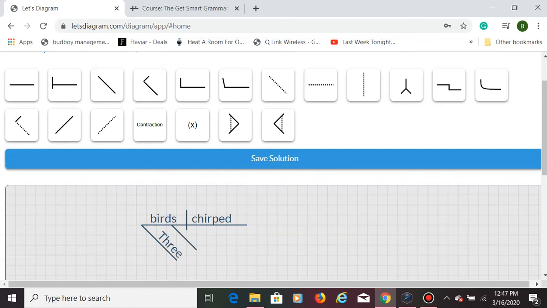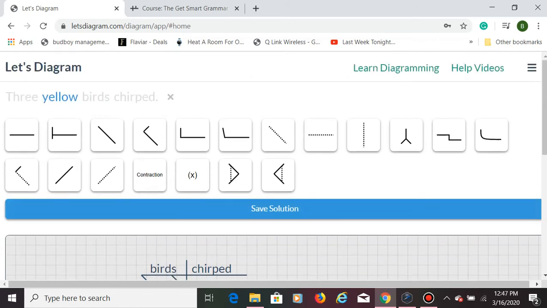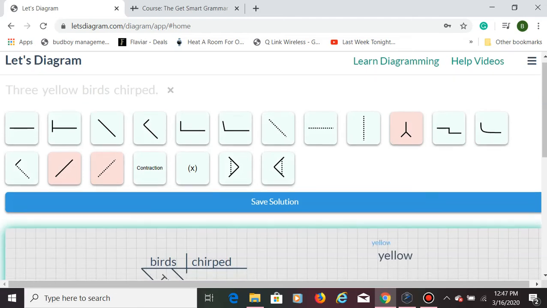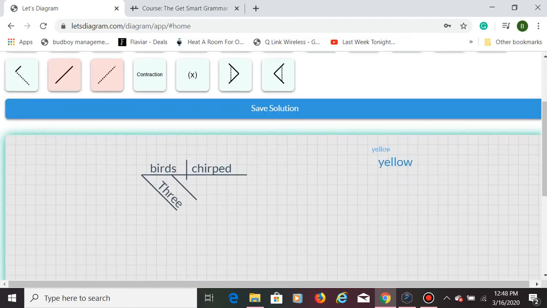Three answers the question, how many? And yellow answers the question, which one or what kind? So yellow is diagrammed over here. There we go. So this is what your diagram should look like. Okay?